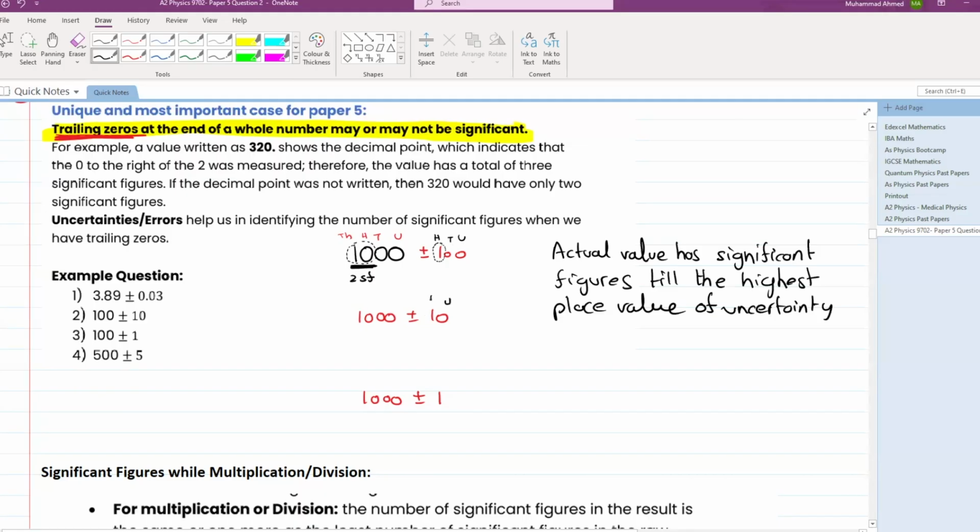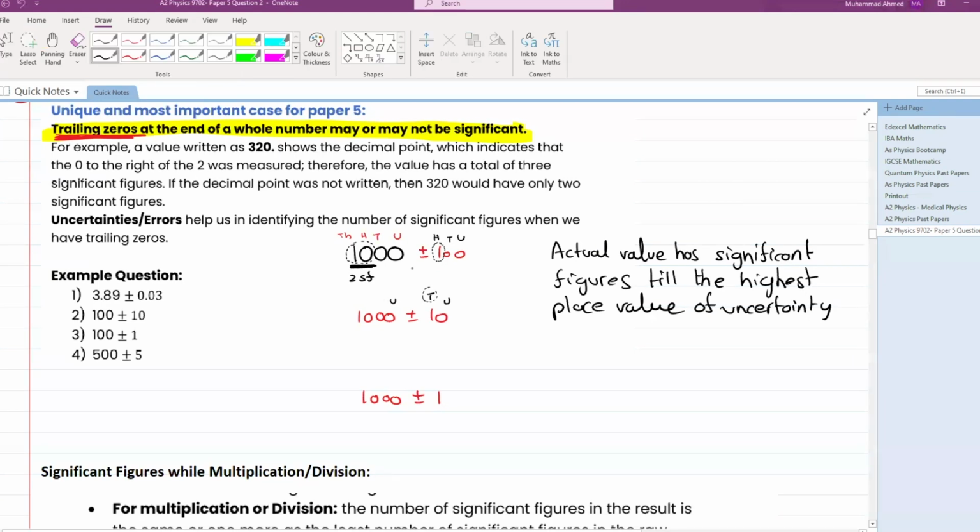Let's try out here. This is unit, this is tenth. The highest place value of the uncertainty is tenth. Let's write the place values of the actual value: unit, 10, 100, 1000. What is the highest place value of the uncertainty? 10th. So your significant figures will be till the 10th place value. How many significant figures do we have? 1, 2, 3. This is 3 SF.